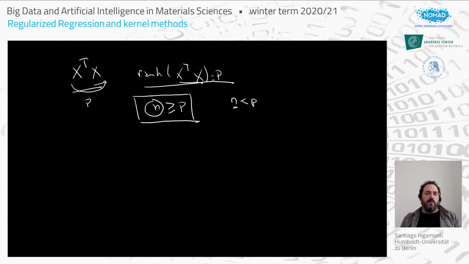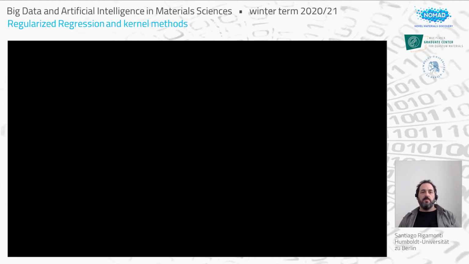Therefore, we actually need to use regularization. This is where regularization comes in, and it solves both problems at the same time. It will solve the problem of linear dependencies in the column space of the input matrix, and it will also solve the problem that we cannot treat training sets with more parameters than data points. So let's now start with the simplest regularization, which is called ridge regression.